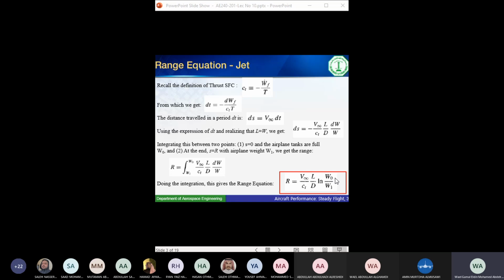I'm asking here Fahd Al-Qahtani who wrote it. So to increase W naught over W1, what does that mean? You are the designer. What will we do? Initial weight compared to final weight, and you want to make it larger. So what do you do? Well, okay. What's the difference between W naught and W1? What is W naught minus W1?